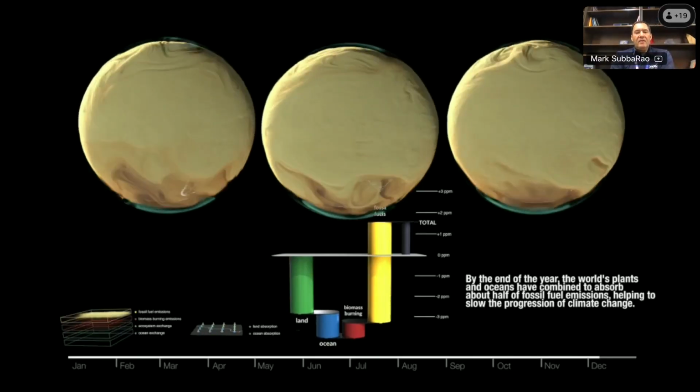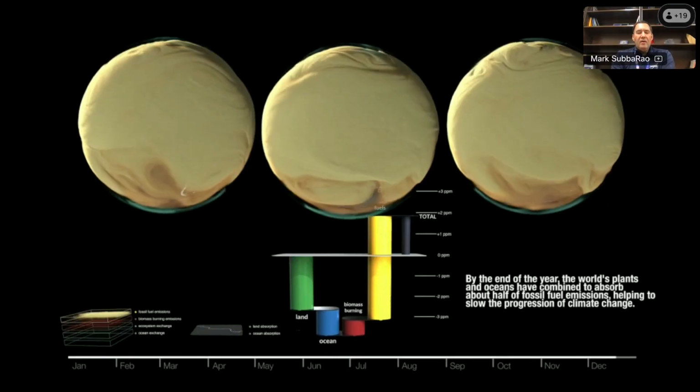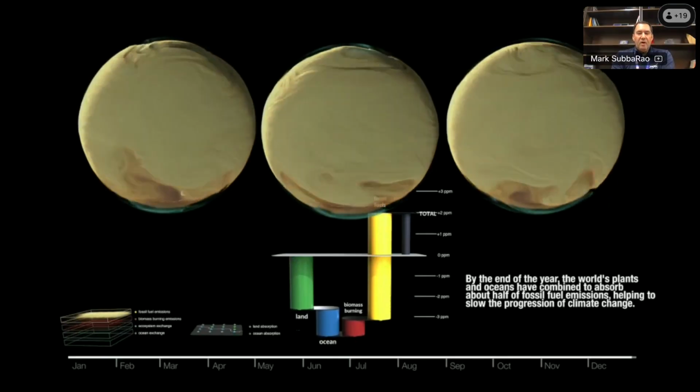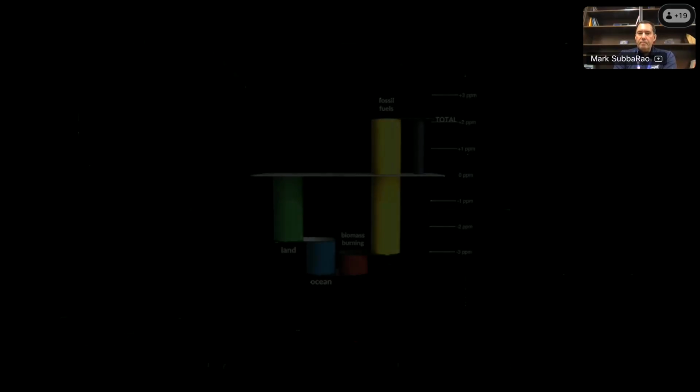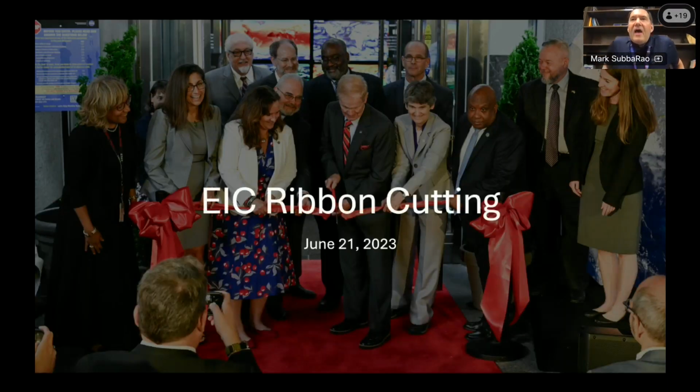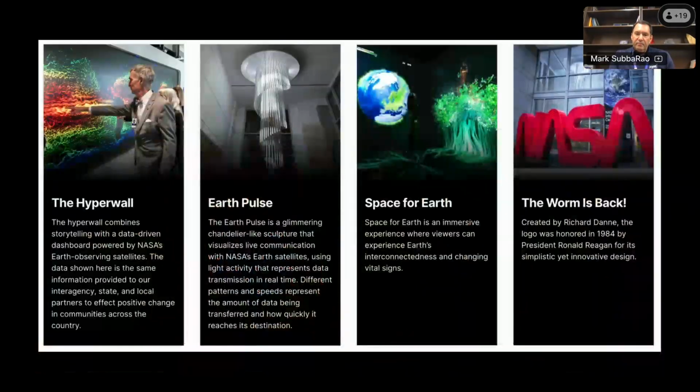But the other part that this shows is the work that the land and the ocean are doing for us. So you'll see about half of all the emitted carbon dioxide has been absorbed by our planet. And that means it's not going into the atmosphere and warming the planet. So that is showing you some of the data visualization work, and that is what went into this physical data visualization exhibit that we initially opened at NASA headquarters in 2023.